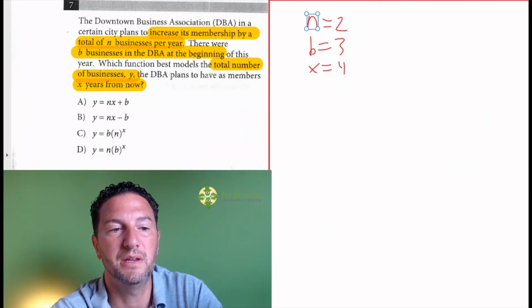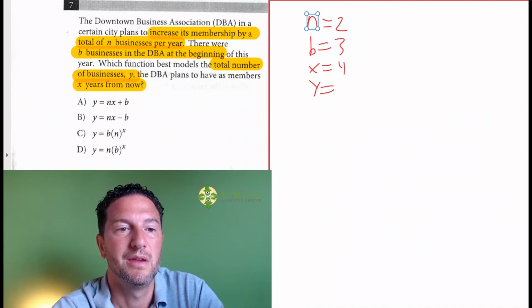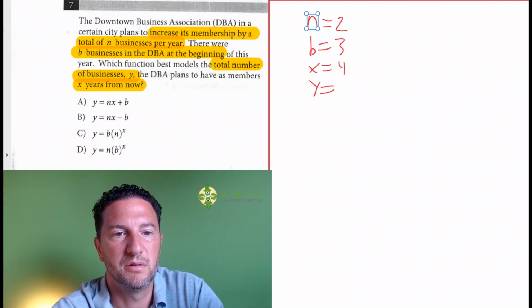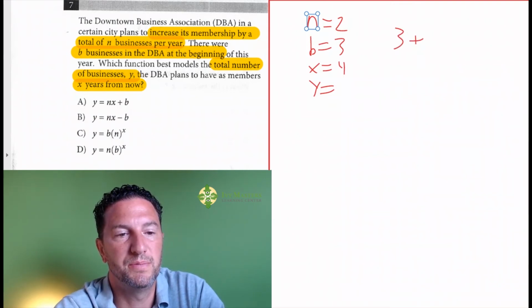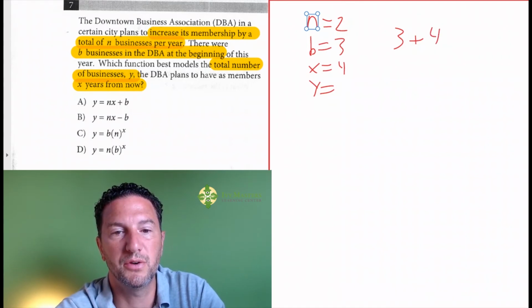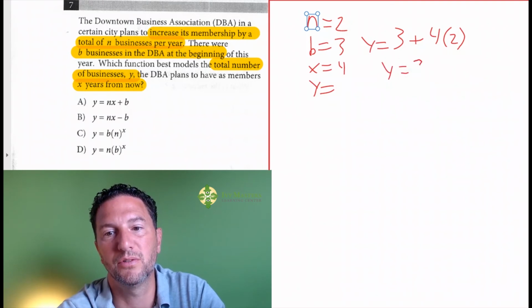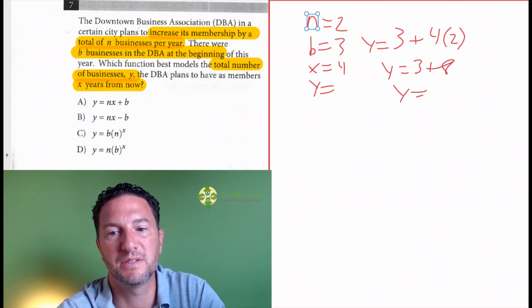Now, what I'm doing here is I've got 3 variables. I've got to solve for the 4th. I can't just pick a number for the 4th. So reading back through it, it wants to increase its members by 2 per year, and there are 3 in the beginning of the year. So it's going to be 3 plus, and the total number of businesses is y. We need x years, 4 years from now. So 4 years from now, if you're increasing by 2 businesses per year, that's going to be 2 times 4, that's going to be 8. And y is going to equal that. And so y equals 3 plus 8, so y equals 11.